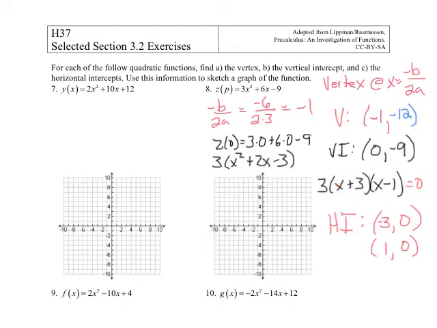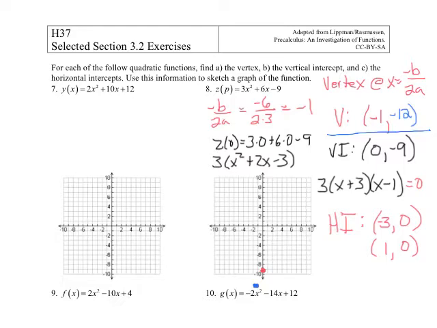So those are the values that would make this whole thing 0. If we put a -3 in here, the whole thing is 0. If we put a 1 in there, the whole thing would be 0. From there, we can actually draw a rough graph with those 4 points. So first we plot the vertex at -1, -12, so somewhere right around down there. That would be the vertex. Then we have a vertical intercept at 0, -9. So 0, -9 is right there.